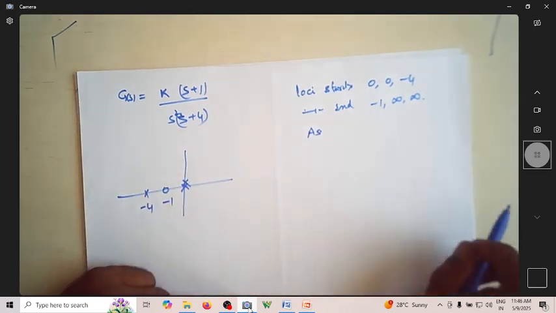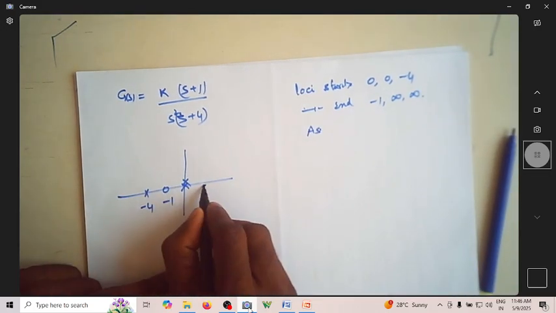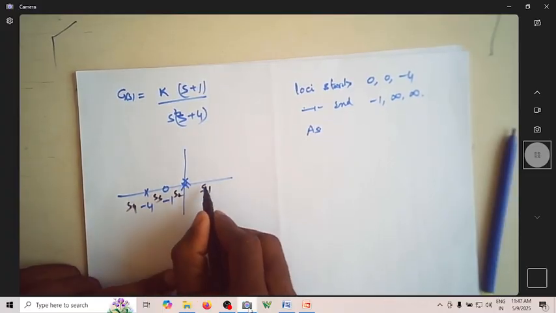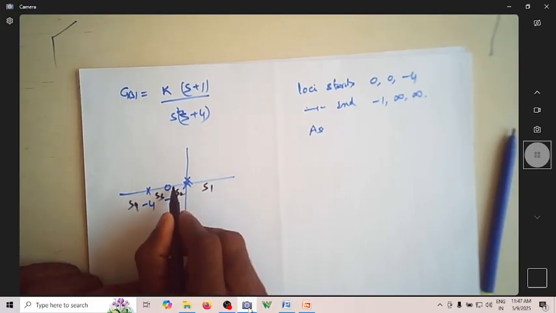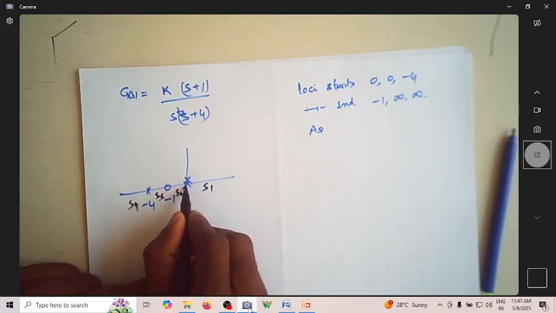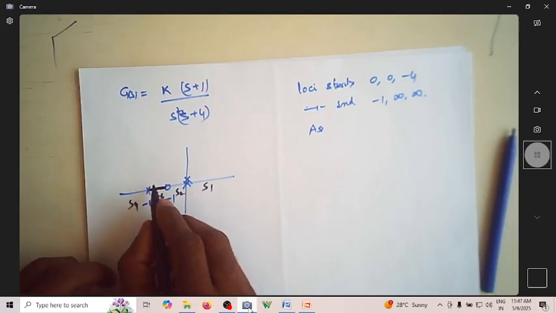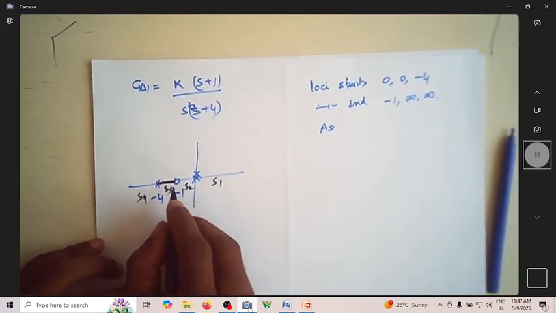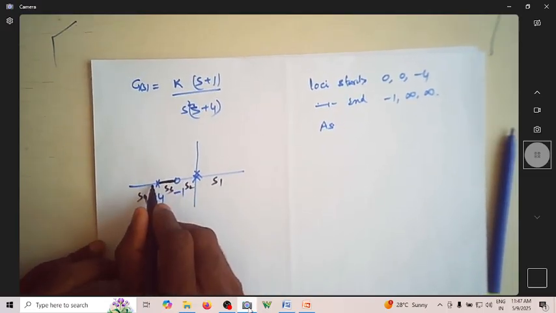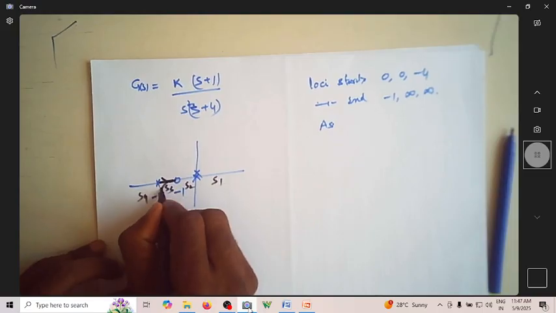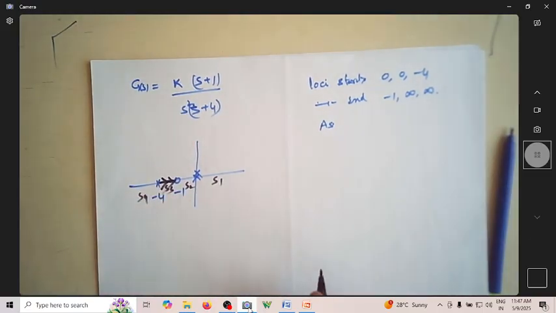okay, which part of the real axis is a part of the root locus? So segment 1, segment 2, segment 3, segment 4. Segment 1 is not a part of the root locus. Segment 2 is also not a part of the root locus because you have an even number. Segment 3 is a part of the root locus, you can see this. And segment 4 is not a part of the root locus. So it goes like this. Correct?